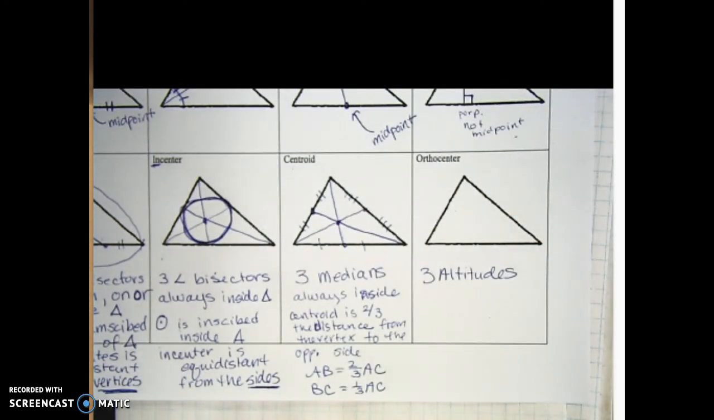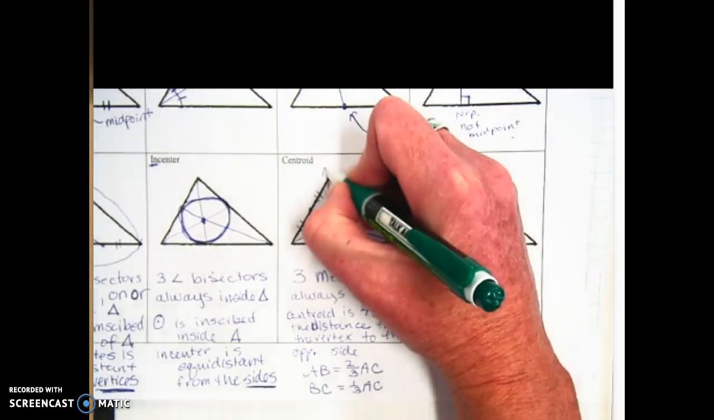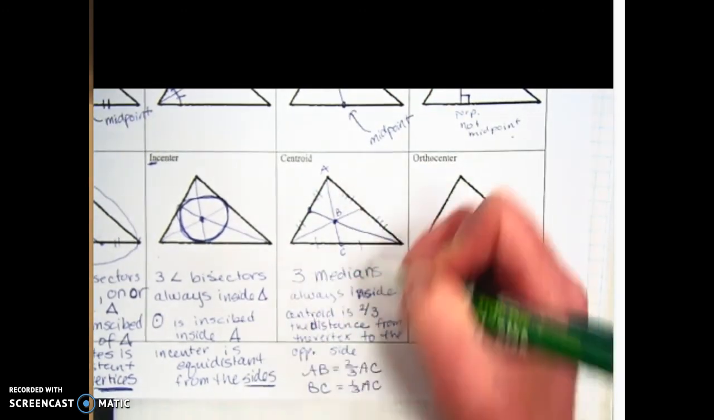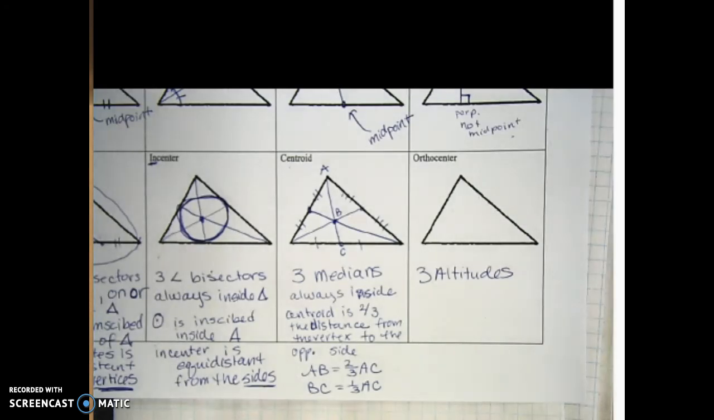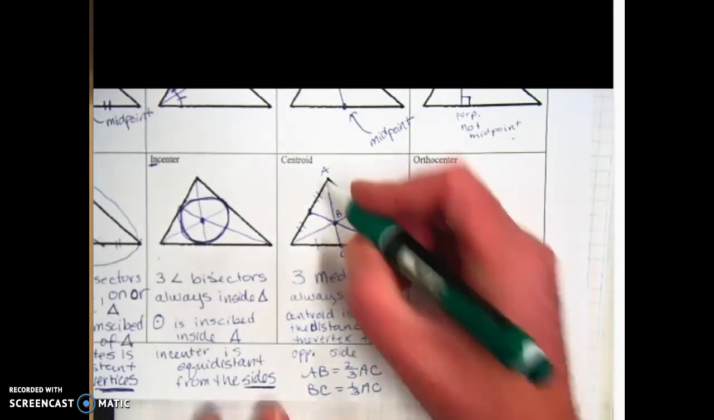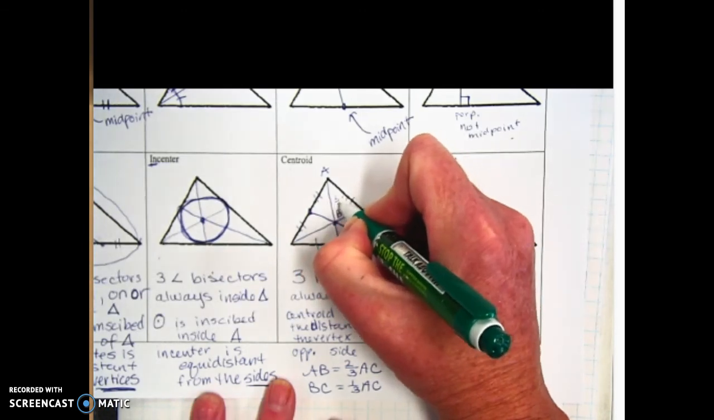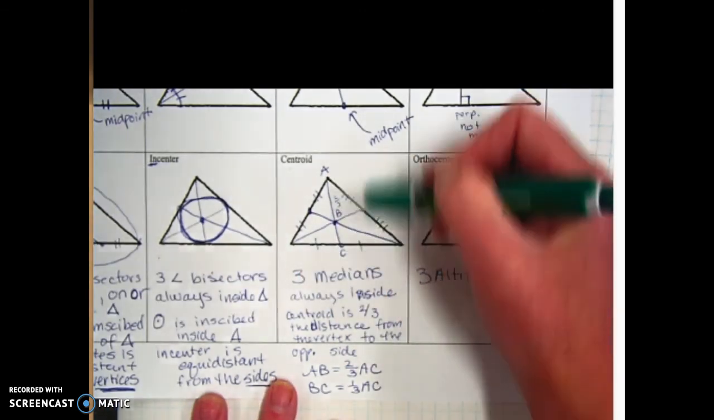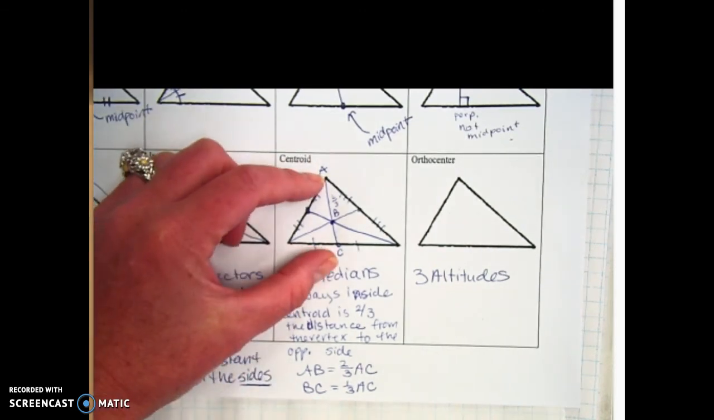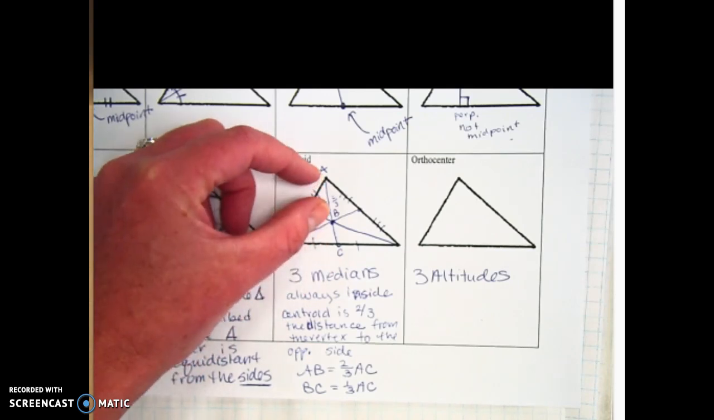Okay? Now if we label one of them A, B, C. The centroid is going to be a special relationship. This top portion, this AB, is going to be equal to 2/3 the length of the whole thing. Okay? So let's say the whole length of AC is 9 inches. How long is AB going to be?